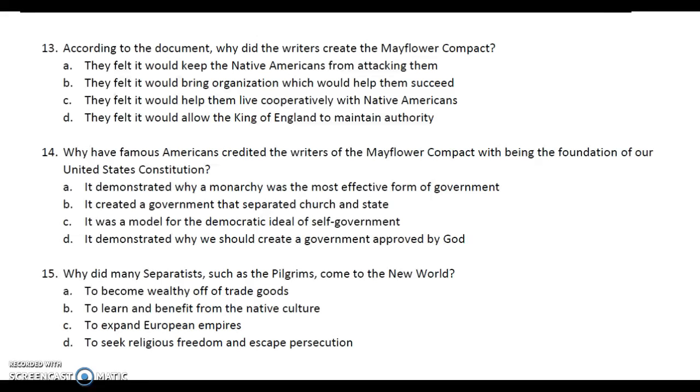Number 15. Why did many separatists, such as pilgrims, come to the New World? A. To become wealthy off of trade goods. B. To learn and benefit from the native culture. C. To expand European empires. D. To seek religious freedom and escape persecution.